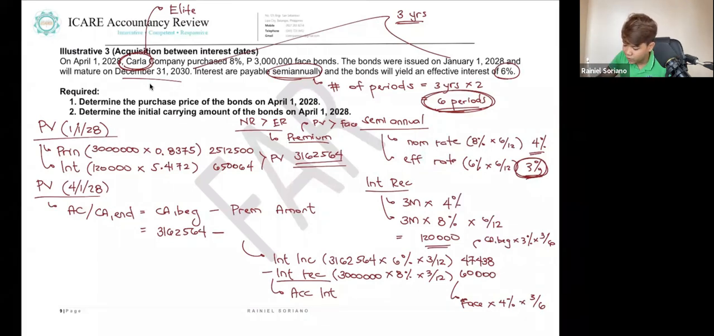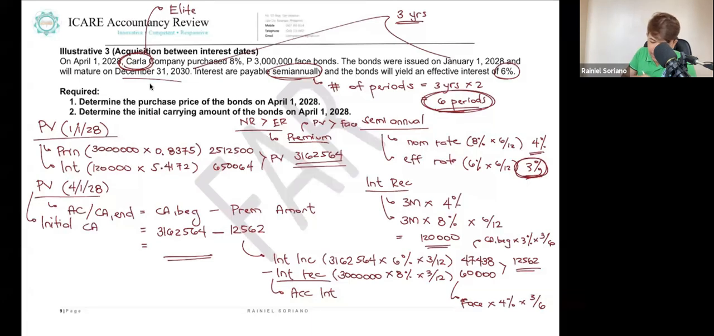Okay? So magkano ngayon yung difference ng dalawa para maging premium amortization? 60,000 minus 47,438, this is equal to 12,562. So lalagay ko dito 12,562. So see to it now that the present value, which is apparently our initial carrying amount, will be equal to magkano? 3,162,564 minus 12,562, or this is equal to 3,150,002.